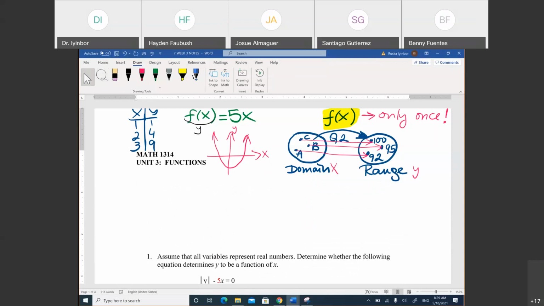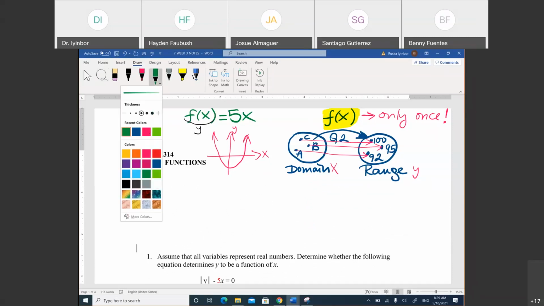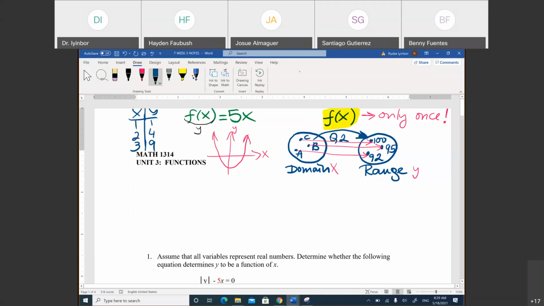So if I give you a table and I ask you, is that a function or not? Let's see how you're going to find out. So I'm going to give you another table. So let's say I have students. Student A gets 56. Student B gets 75. Student A gets 93. And student C gets 75. So is that a function or not a function?